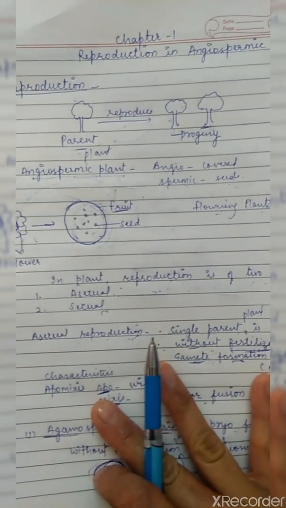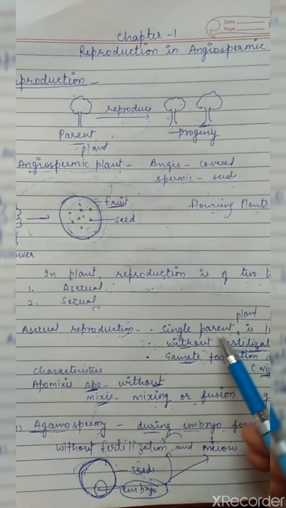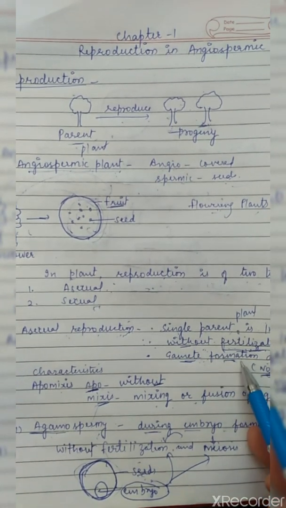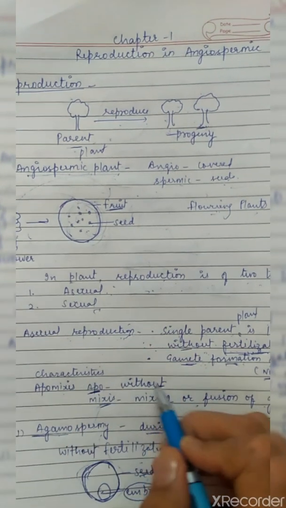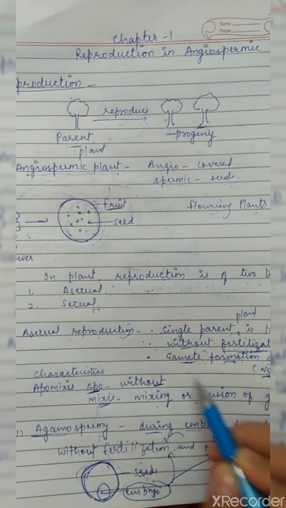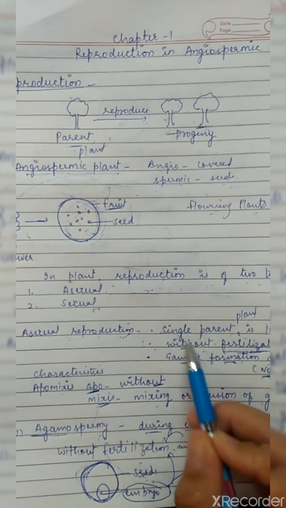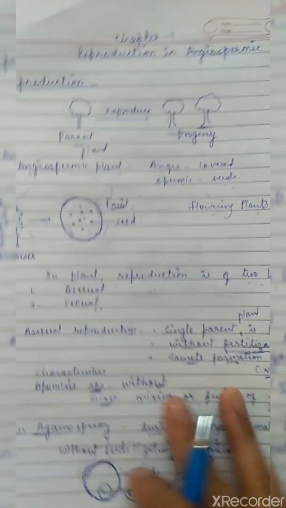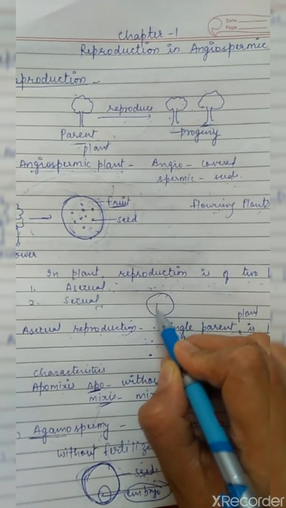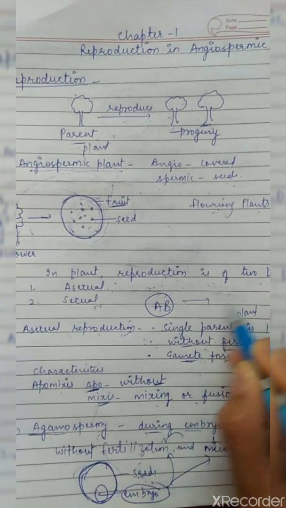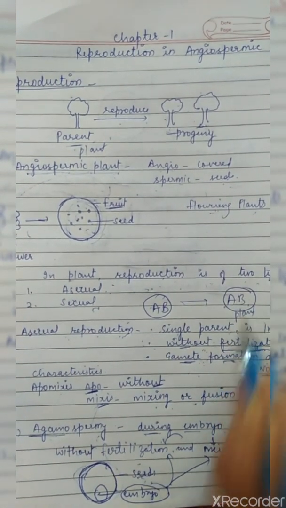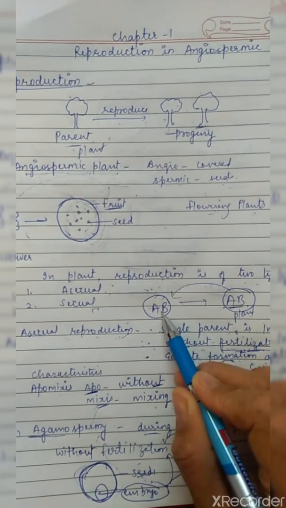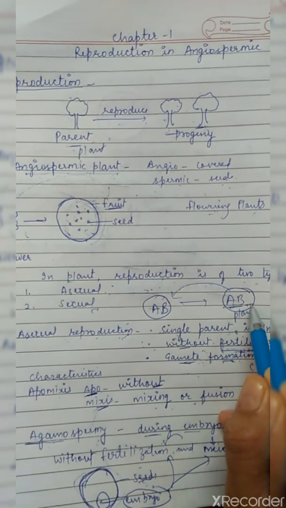So what are the characteristics of asexual reproduction? A single parent plant is involved without fertilization, gamete formation is absent, and the most important thing is that progeny is formed which are genetically similar to their parent plant. It means if a plant contains AB character, the progeny also contains AB character. We can say genetically and morphologically similar to its parent plant. It is said to be a clone.